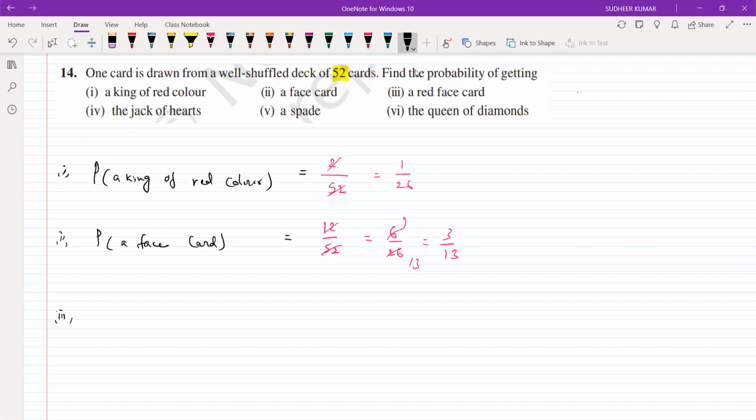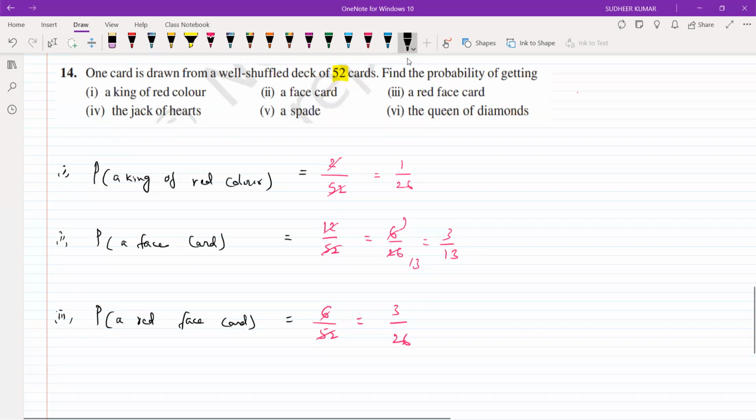A red face card. Probability of getting a red face card, 6 by 52. So you should write for each question. When it is mentioned red face card, the number of red face cards are, how many are the red face cards? Probability of red face card, 6 by 52. So the answer is 3 by 26. That's it.